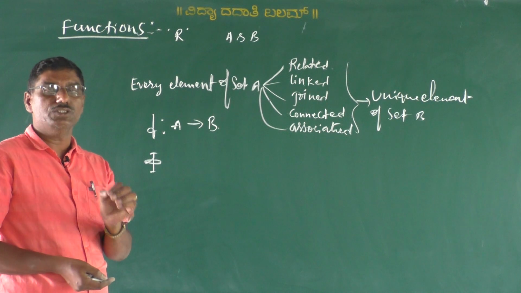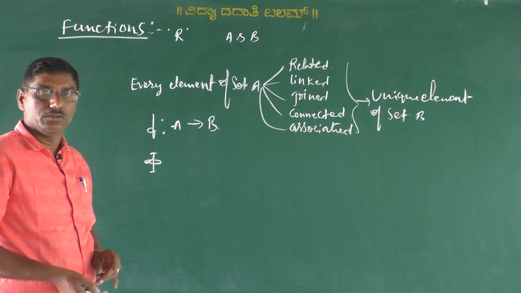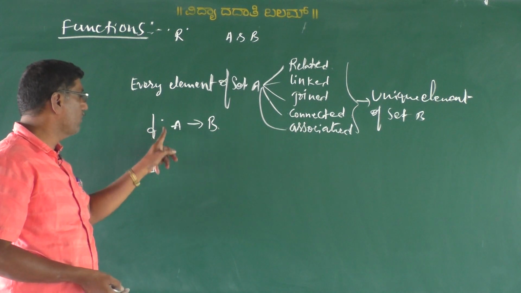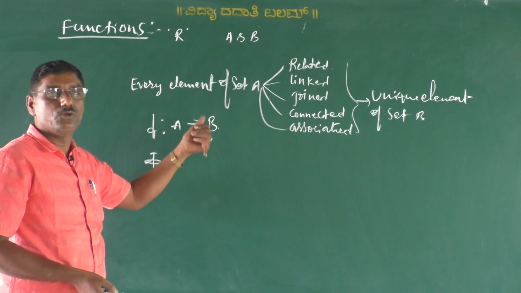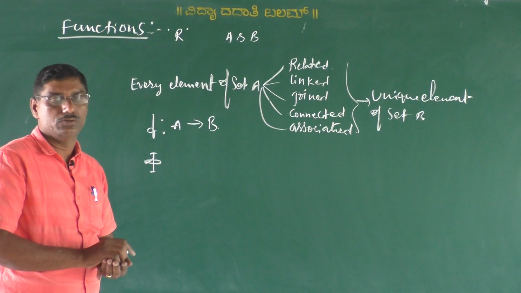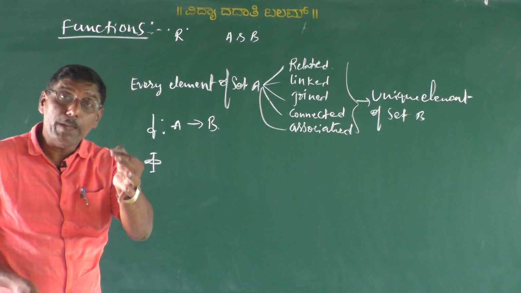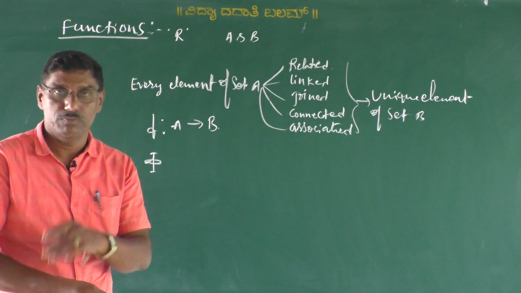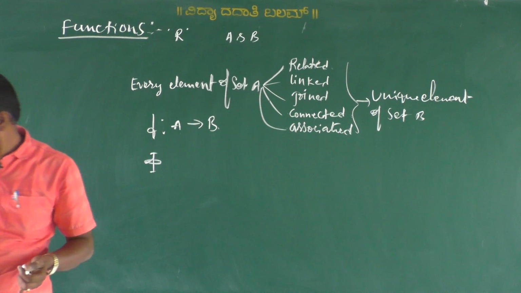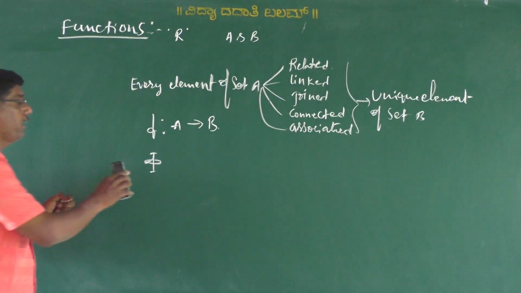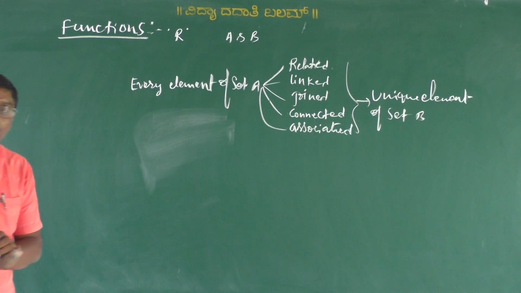That is, a function from a set A to a set B can be written as f from A to B. This represents a function from a set A to a set B. Are you understood? Different terms are there for functions. We call it mapping also. And also we can define a function in another way.